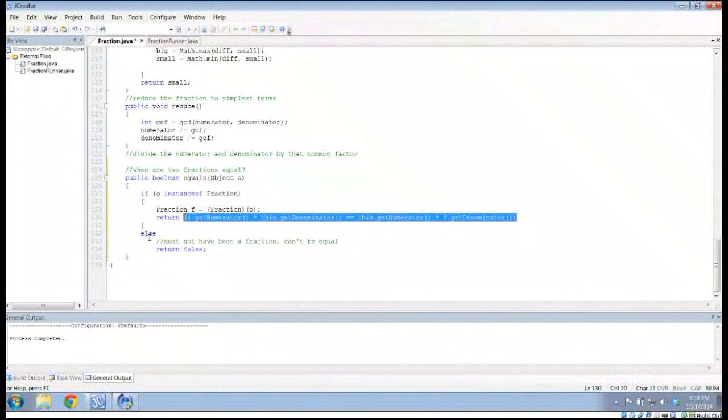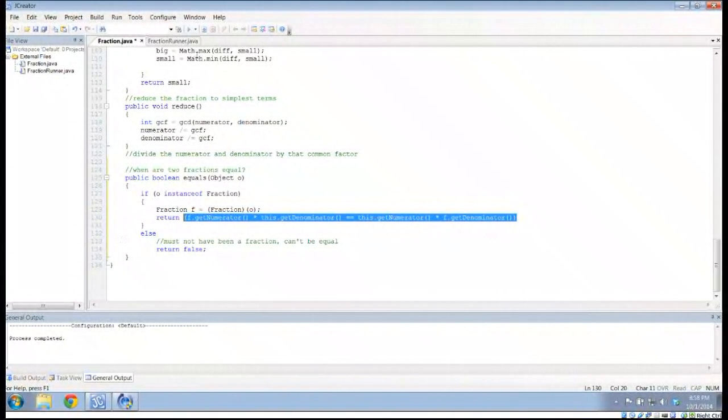And then, of course, if it's not a fraction, if it's a point, or if it's any other object, if it's a string, there's no way my fraction could be equal to it, and so I just say false no matter what. So this is our equals method.